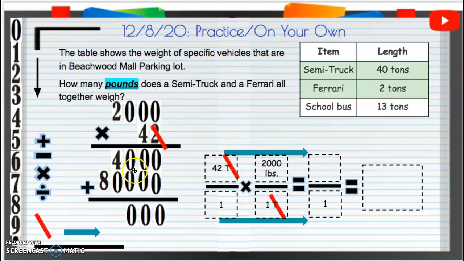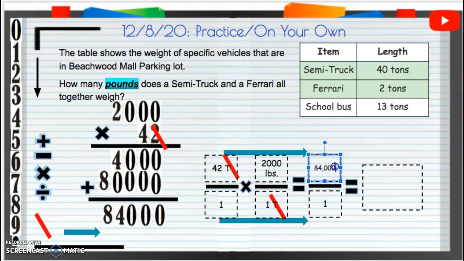4 plus 0 is 4. And then 8 plus 0 is going to be 8. Are there any decimals that we need to worry about? Nope. So our answer is, in fact, 84,000. I'll make it a little smaller for us.